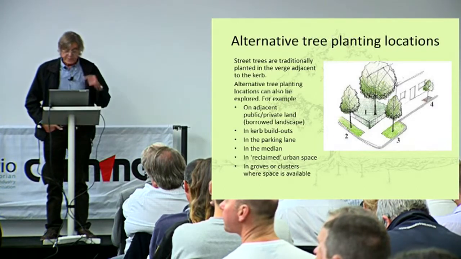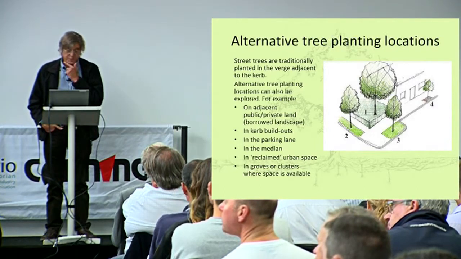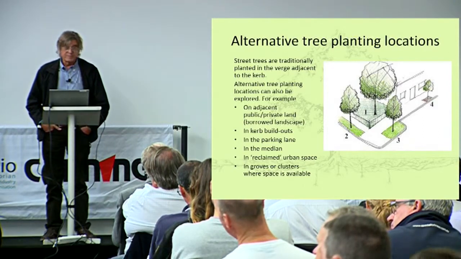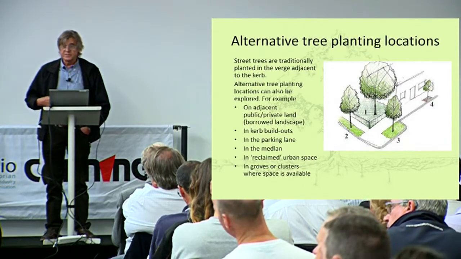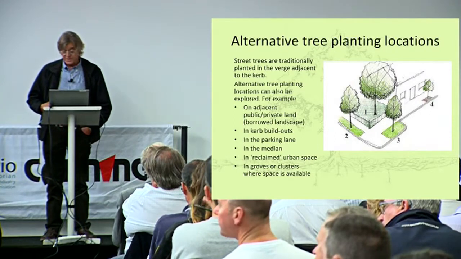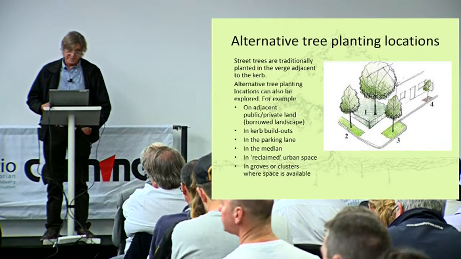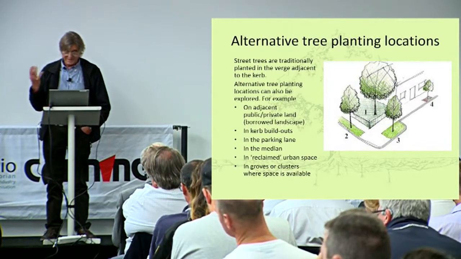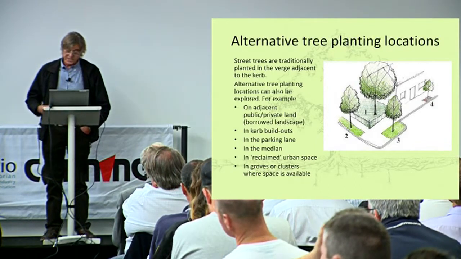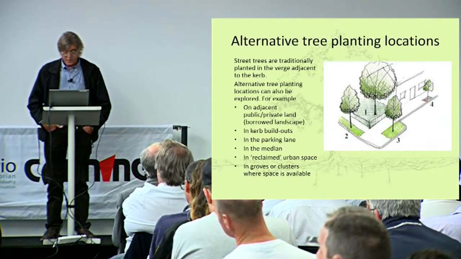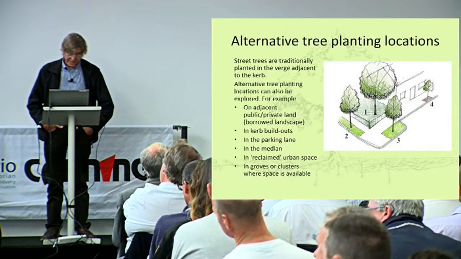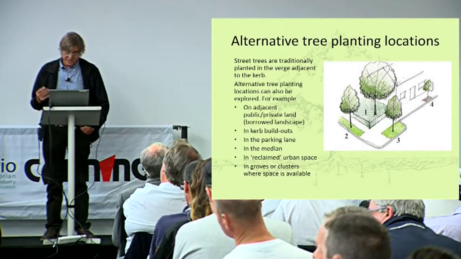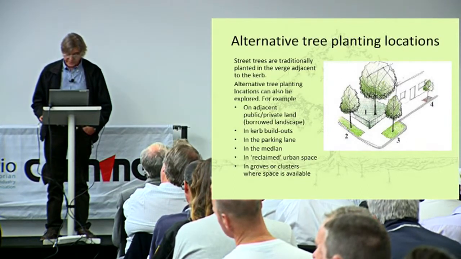We can look at alternative tree planting locations. We usually plant street trees in the verge adjacent to the kerb. You can also plant them sometimes on land adjacent to the street itself, if there's a particular volume of soil there. Things like Hyde Park in Sydney, where there's no street trees as such, but you get the borrowed landscape from that public space. And kerb build-outs in the parking lane and medians, and reclaimed urban space. And also, if you've got the space, you can plant trees in groves or clusters.